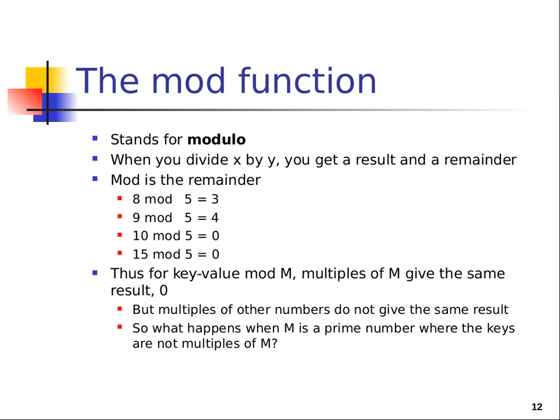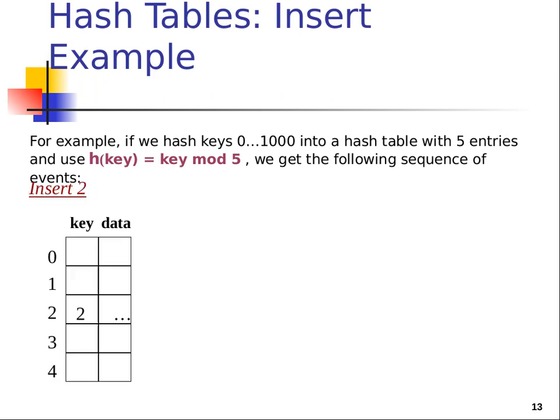Notice that there can be multiples of m that give the same result, 0. But multiples of other numbers do not give the same result. In other words, what happens if m is a prime number where the key is a multiple of m? Okay. Come on, please just give me an example.